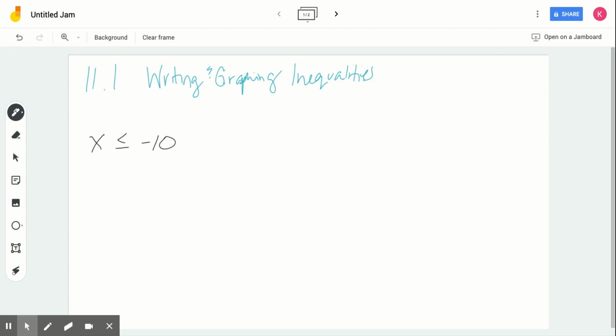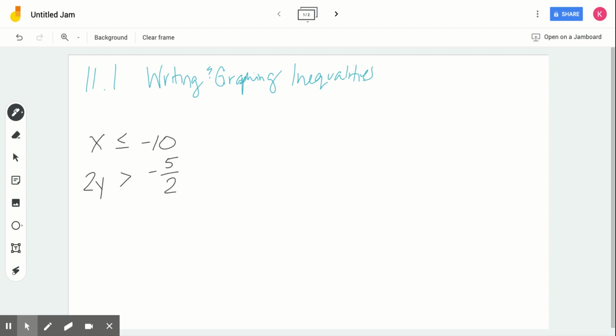Now number 2 says twice a number y is more than negative 5 halves. So we're comparing twice a number y and negative 5 halves. When we're talking about twice a number, this is multiplication. So 2 times y, or 2y, is more than, so is greater than negative 5 halves.